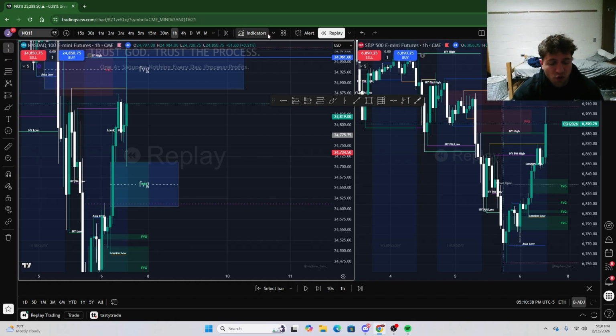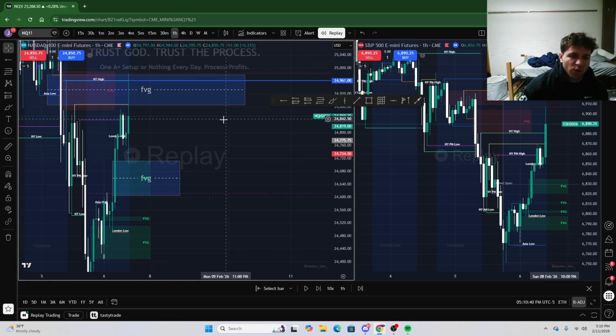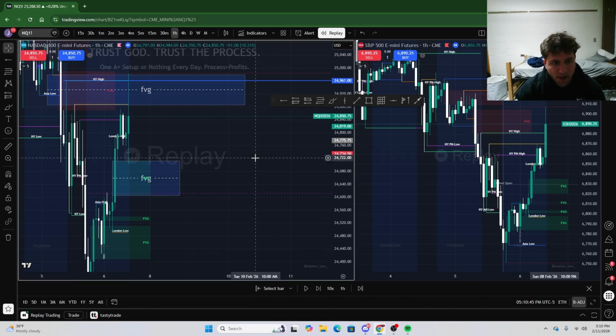Price goes from internal to external liquidity and vice versa. We want to go from highs to fair value gaps. We want to go from lows to fair value gaps. We want to go from fair value gaps to highs and lows.